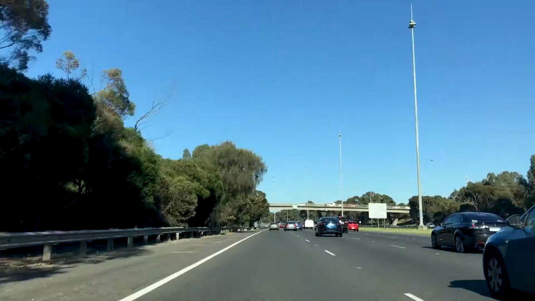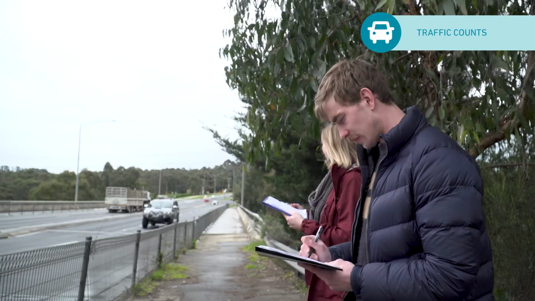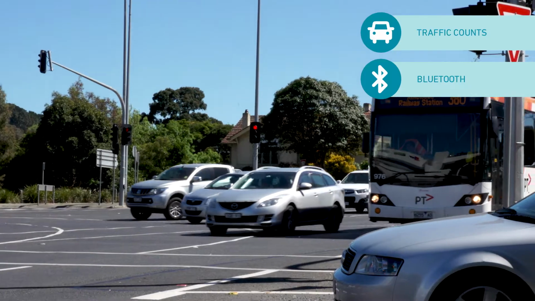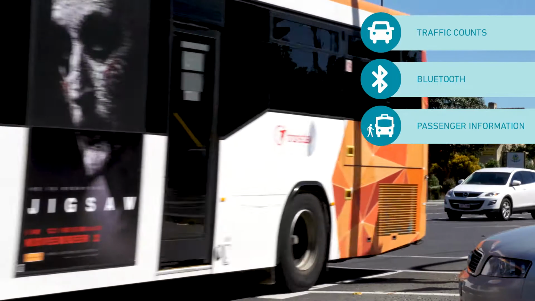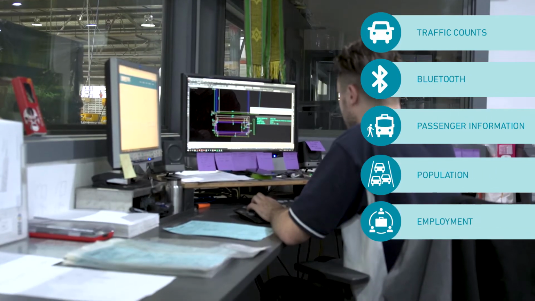This data comes from a number of sources. We collect information from VicRoads, such as traffic counts, and new technologies such as Bluetooth. PTV provides us with passenger information, and the Australian Bureau of Statistics provides us with population, employment, and school enrolment information. So we look at four main ways that we use this information within the modelling.